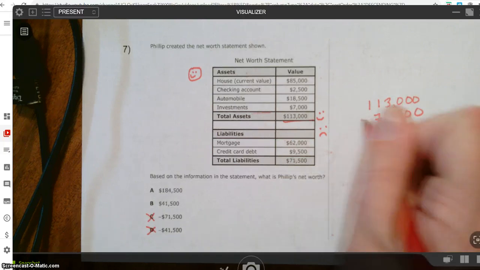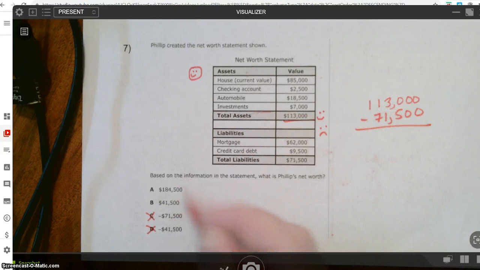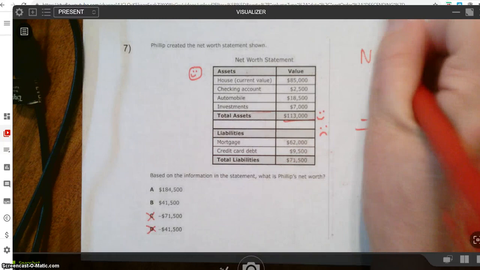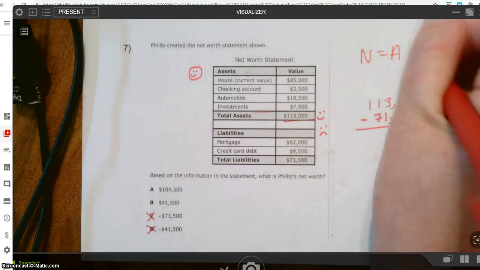Your job is to subtract that, and you're going to get one of these two answers. You can probably figure it out without even subtracting, but I'm going to have you go on and show that anyway, okay? But just so you know, your net worth is your assets, take away your liabilities, okay?